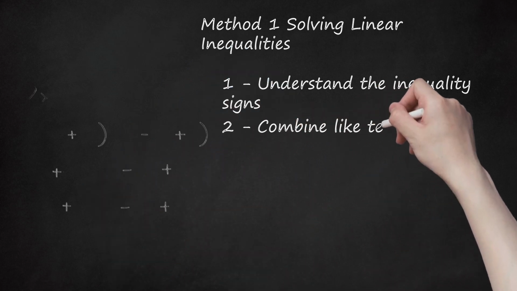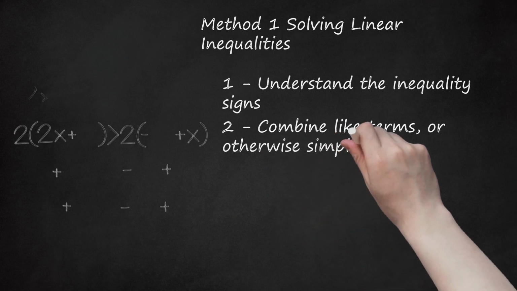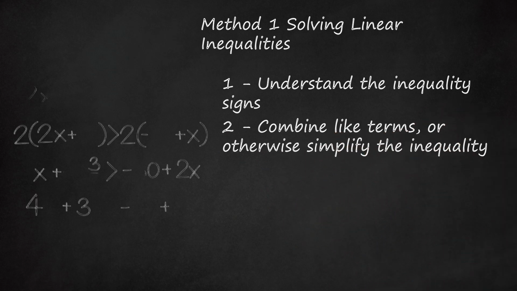2. Combine like terms, or otherwise simplify the inequality. You can solve inequalities using the same algebraic principles you would use to solve an equation. You might need to combine variables, multiply to cancel out fractions, or use other operations to make the numbers easier to work with. Remember that you need to keep the inequality balanced, so whatever operation you perform on one side of the inequality, you must also perform on the other side.